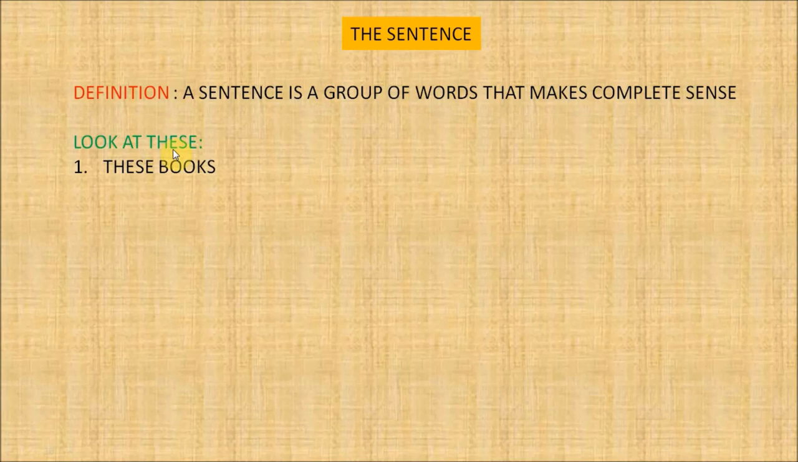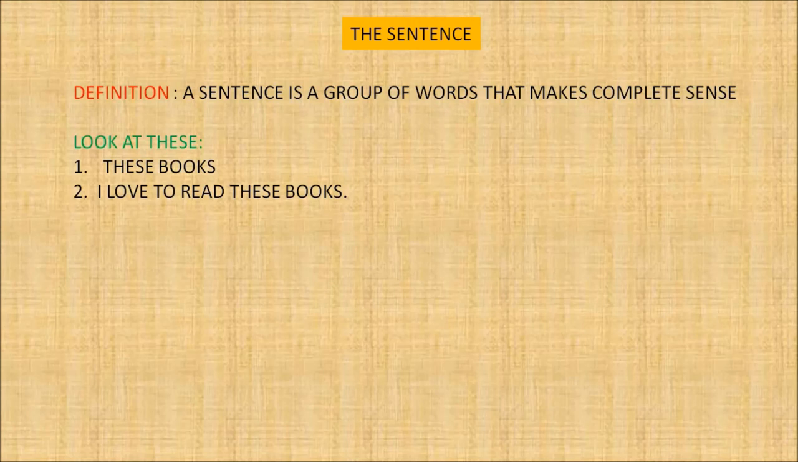Look at these books. It is a group of words, but it does not give us complete sense. It gives us only some sense, therefore it is not a sentence. Whereas, look at this: I love to read these books. It is a group of words which gives us complete meaning. Therefore, it is a sentence.